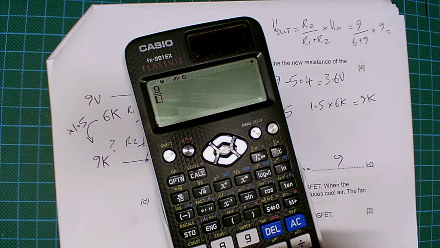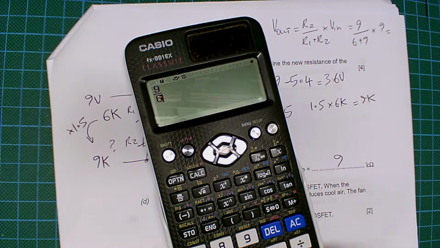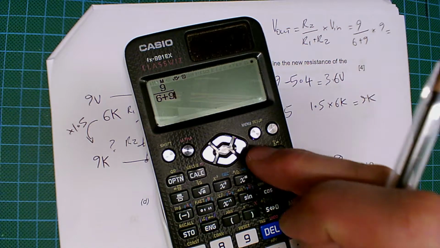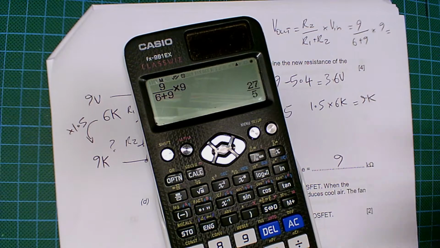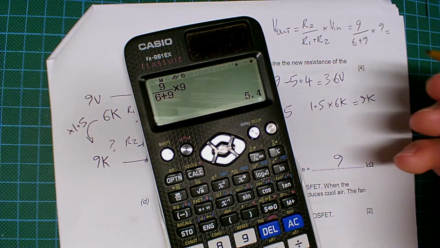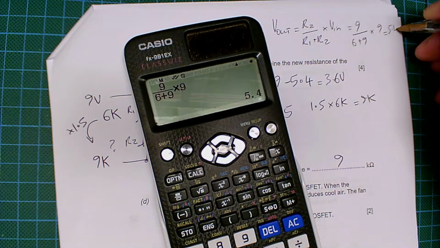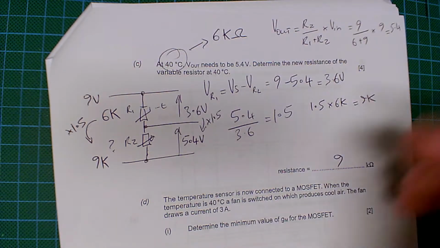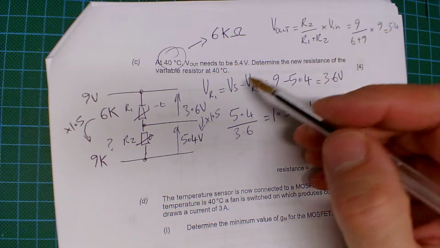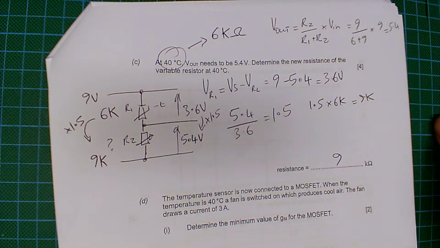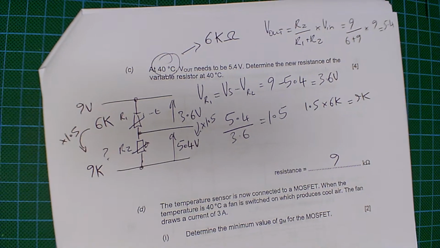Let's just do this as a fraction. 9 over 6 plus 9. I'm sure you can do 6 plus 9 is 15 anyway, and then multiply that by 9. Okay, and then 5.4. So that's just our check that yes, those resistances will give us an output of 5.4, which is what we were originally told we would have.